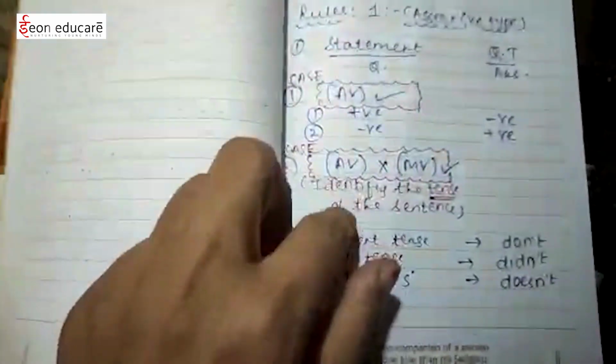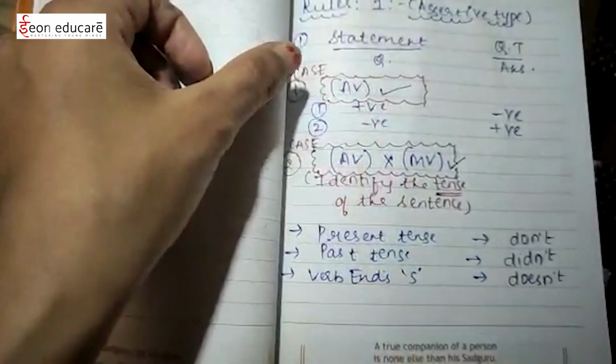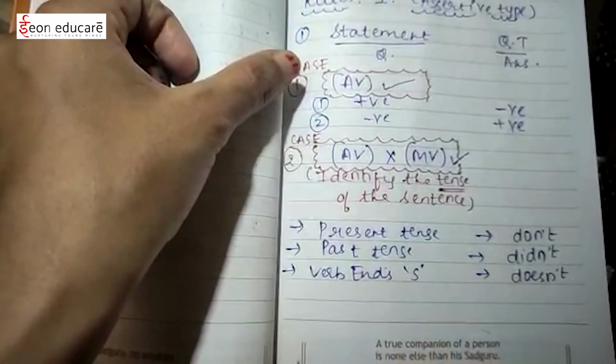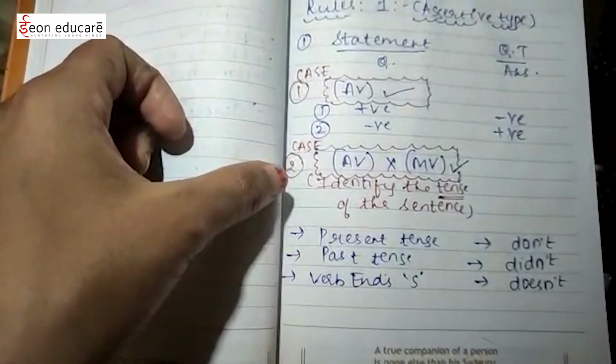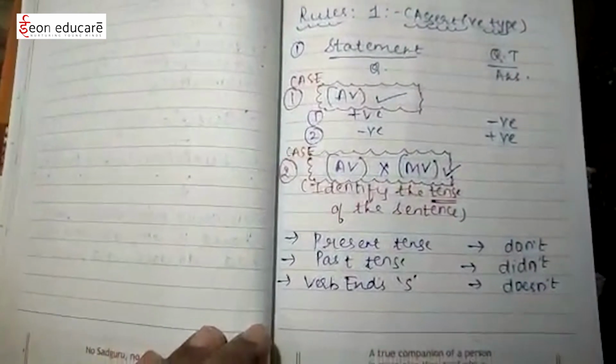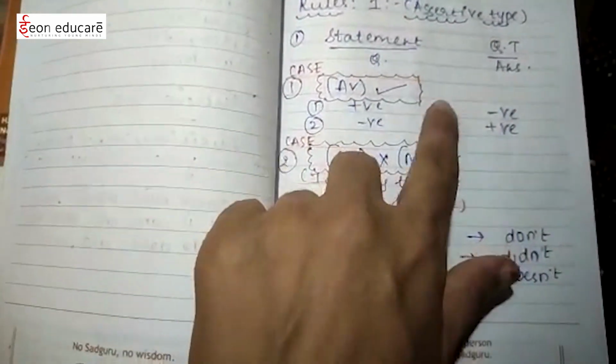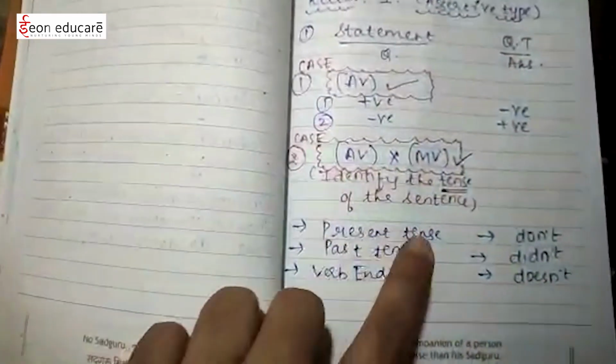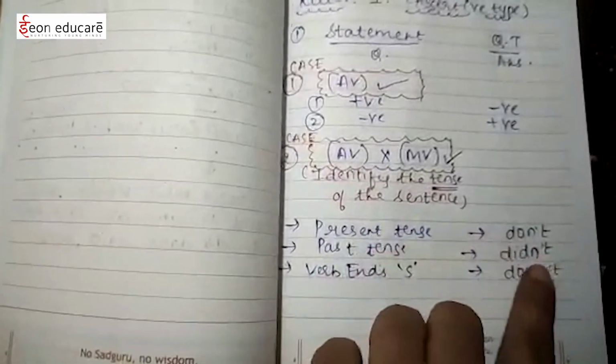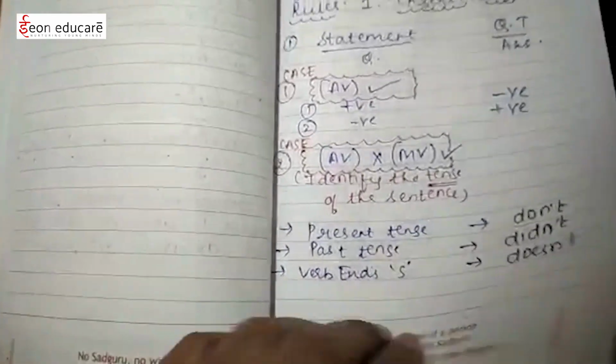So in case of assertive type, we are having 2 cases. First one, we are having auxiliary verb. Second one, auxiliary verb is not there. Then we are supposed to identify the main verb. Rule says positive to negative, negative to positive. Present tense don't, past tense didn't, verb ending with s doesn't.